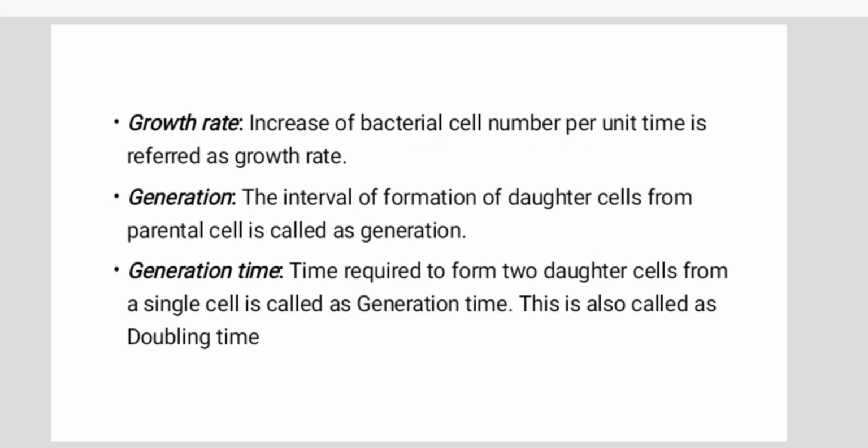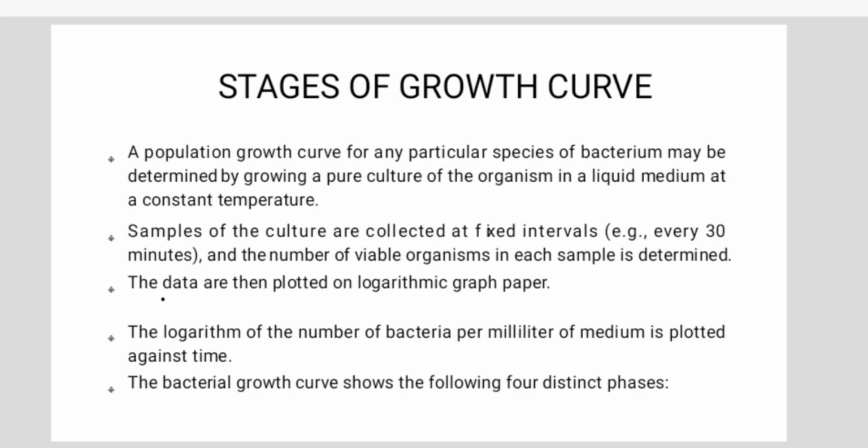Growth rate is the increase of bacterial cell number per unit time. Generation is the interval of formation of daughter cells from a parental cell. Generation time is the time required to form two daughter cells from a single cell. This is also called the doubling time. So, the stages of the growth curve.